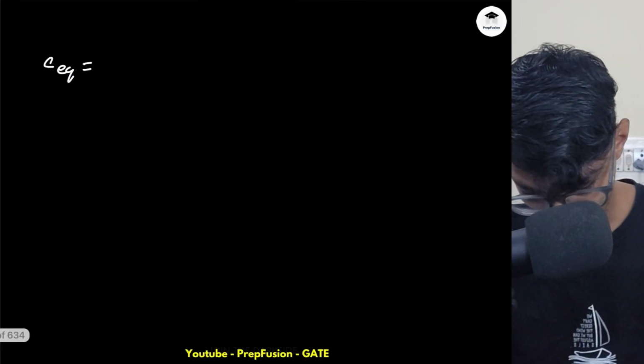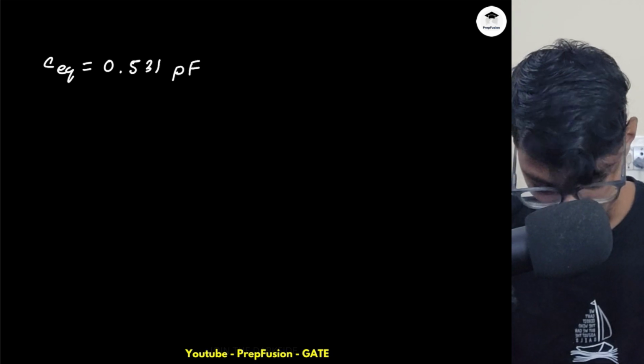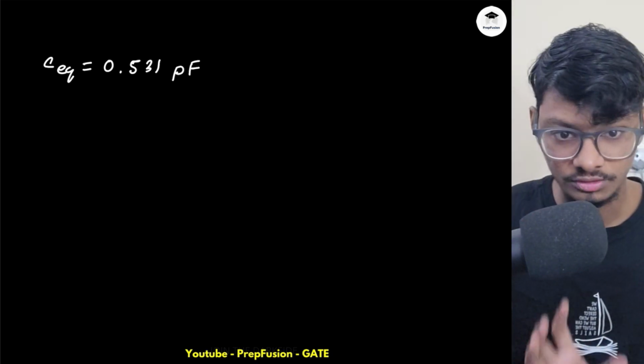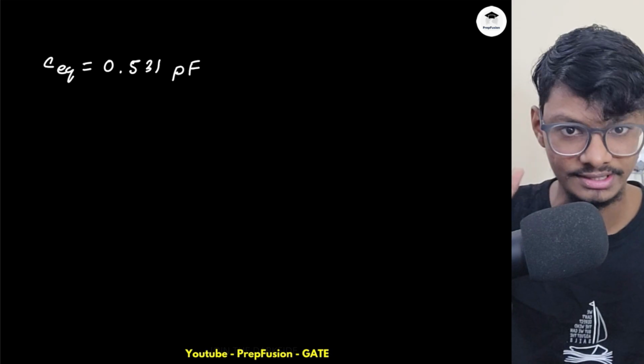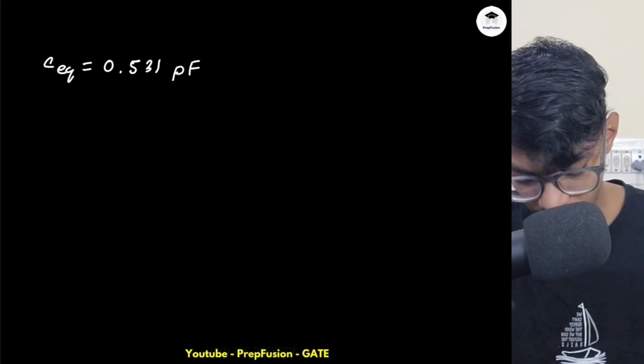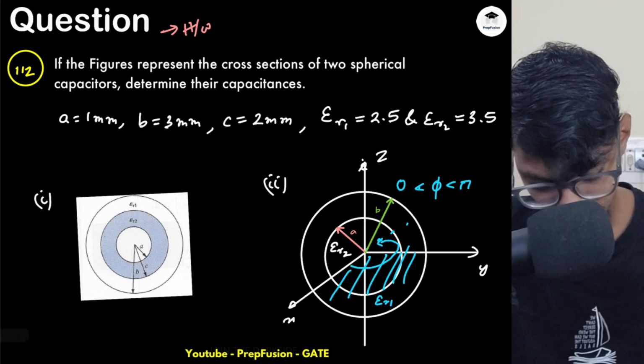This will be 0.531 picofarad. This will be the C equivalent for the particular system. This is a good question. If we are varying the medium along the radius, along R. Okay, what about the second one? What is happening in the second one?